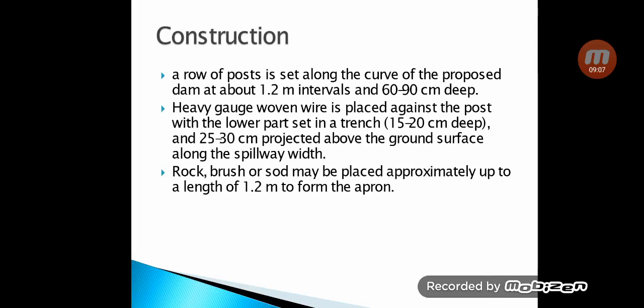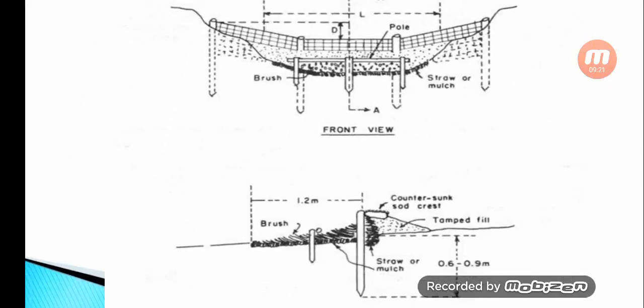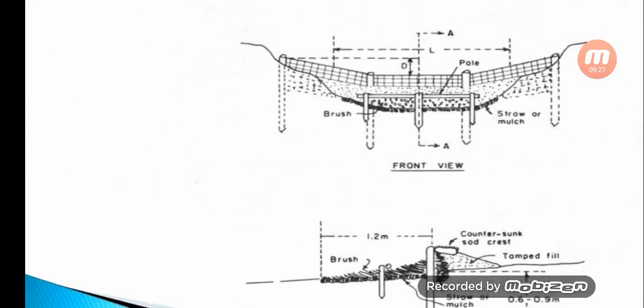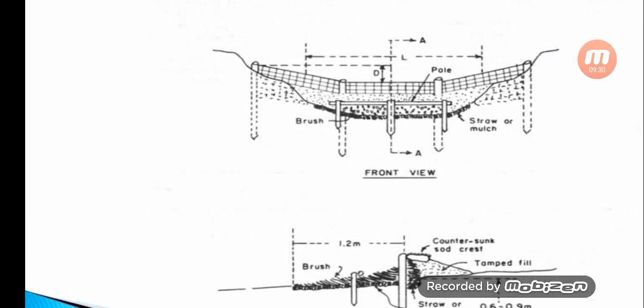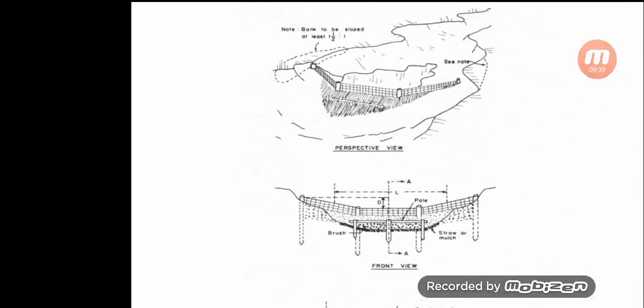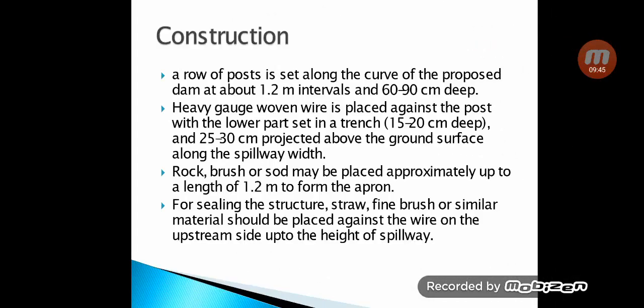A row of posts is set along the curve of the proposed dam at about 1.2 meter intervals and 60 to 90 centimeter deep. These are called posts. These wooden posts, or vertical lines, are called wooden posts. They are 60 to 90 centimeter deep and 1.2 meter apart.